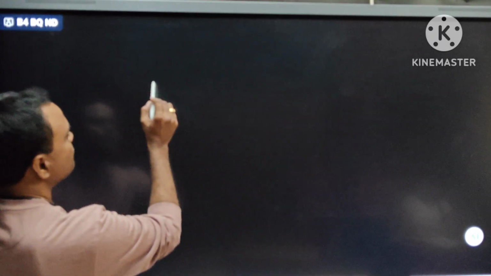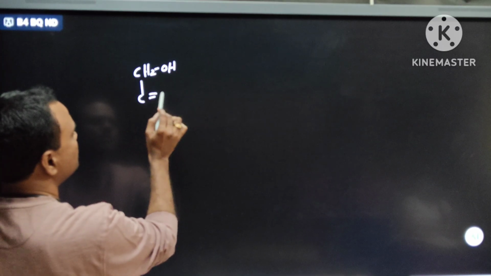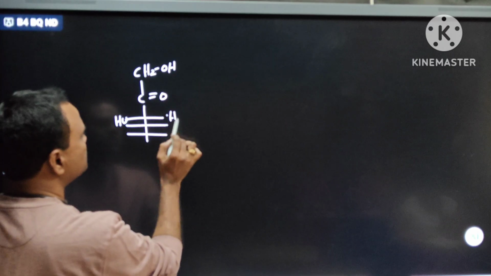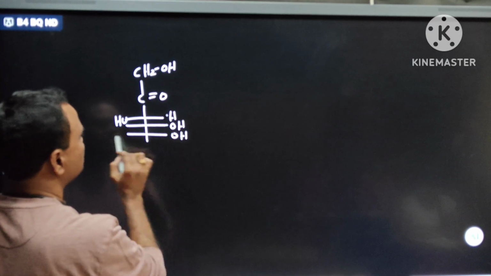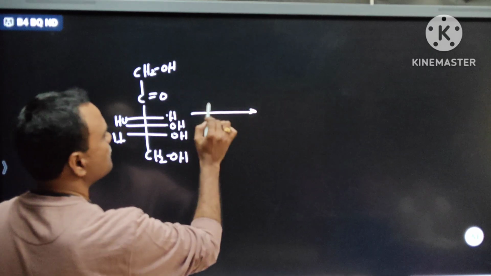See, fructose does not contain an aldehyde group. Yes or no? But why does fructose give Tollens test? Due to this rearrangement only. See that rearrangement. First take fructose: CH2OH, C double bond O, OH. This is fructose. Very simple reaction.